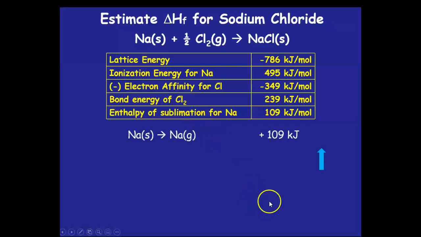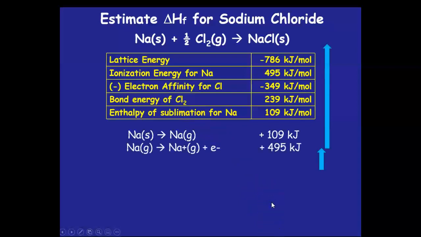First of all, we vaporize the sodium, 109 kilojoules per mole. Then we take the sodium gas and we turn it into an ion. Well, you're pulling an electron away from the nucleus, so that's hard. That's going to be endothermic too. So that requires over 4 times, nearly 5 times as much energy as the vaporization.